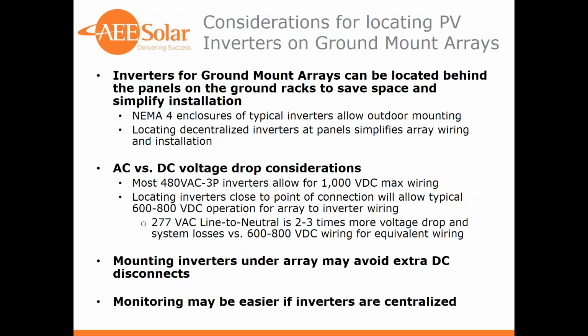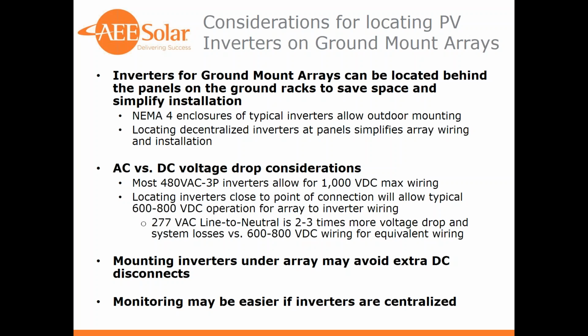We have some considerations for the inverters on ground mounts. Some do place them behind the panels on the racking to save space and simplify installation. Most of these inverters are NEMA 4 rated enclosures, so you can outdoor mount them underneath or behind the array. Examples would be the Fronius Simo, or if you put a small pad, an SMA Core inverter could be placed amongst the array. These would be decentralized inverters at the panels, and it really simplifies the array wiring.